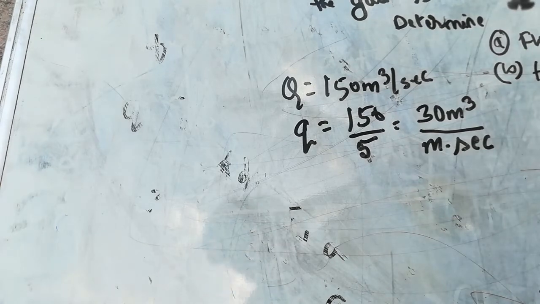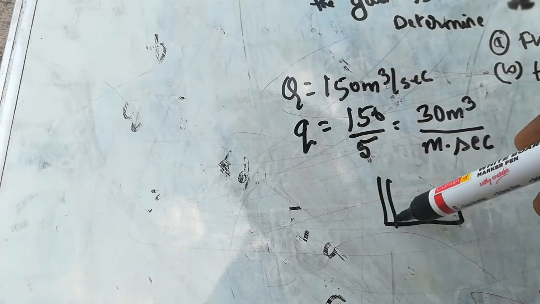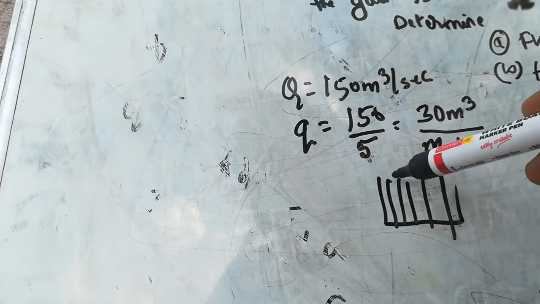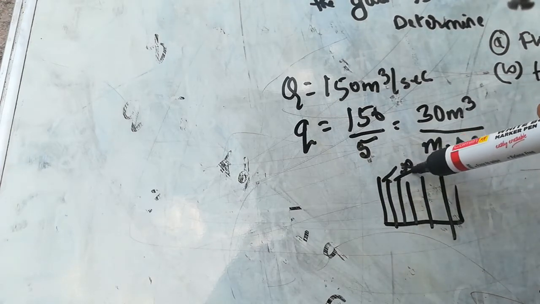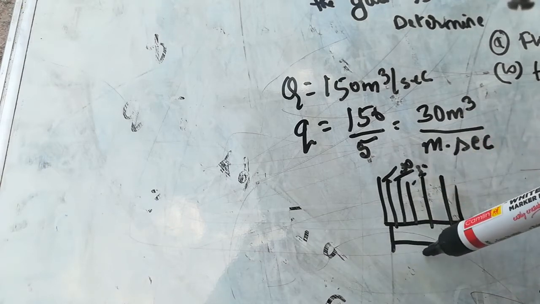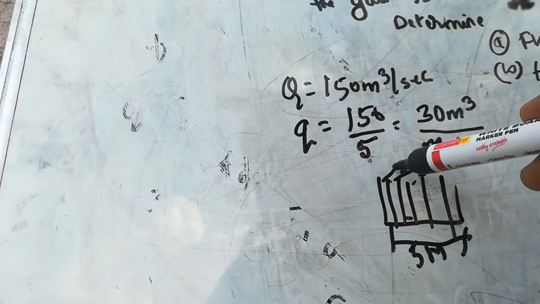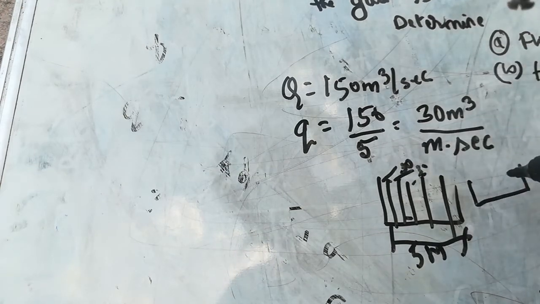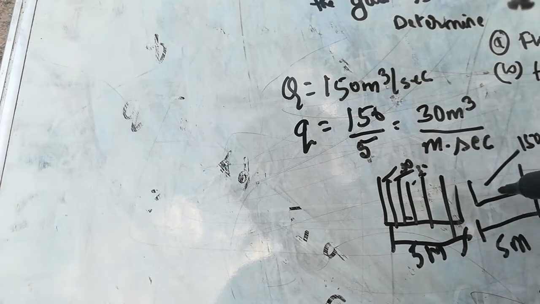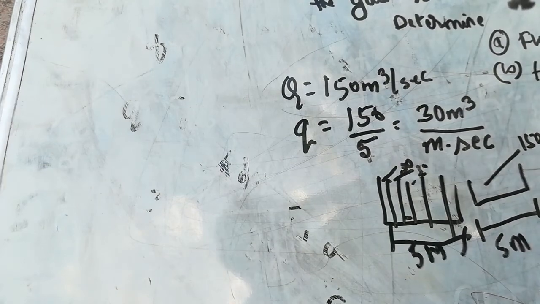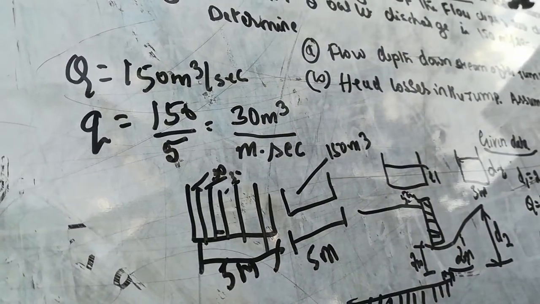So here the width is not changing, because B is the same for section 1 and 2. B is equal to 5 meter. For every meter, 1 2 3 4 5, it is 30 for each, like that 30 for 5 meter width. For 1 meter width, that is the q value. This is full Q: 150 is for the full 5 meter.